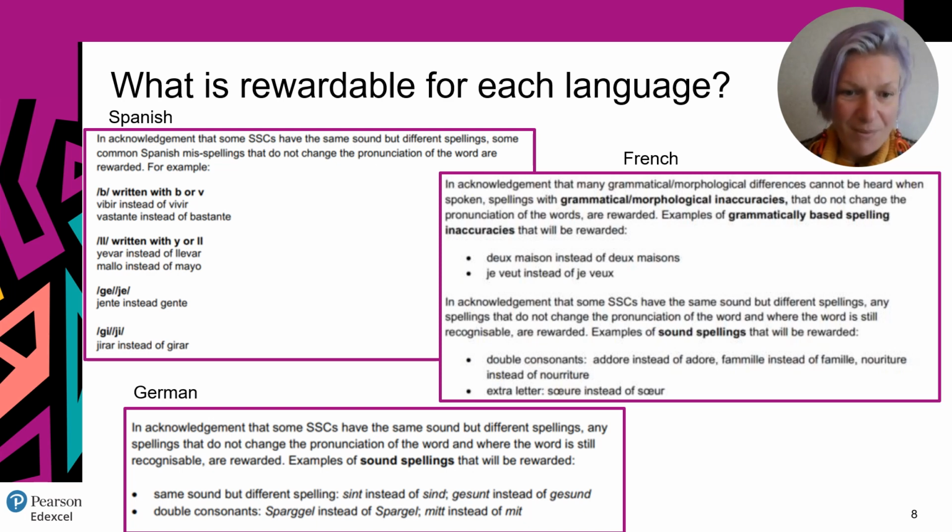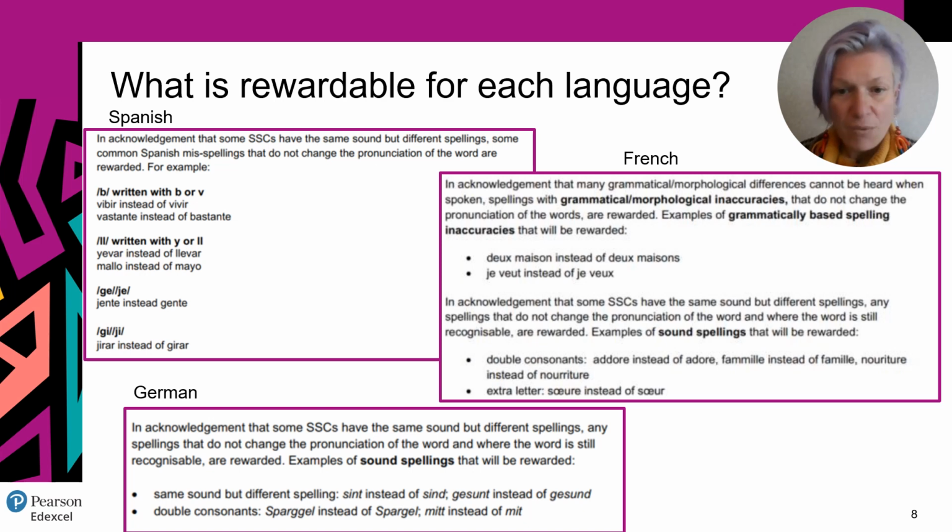So you've got your examples here of the B and the V, which are, from a sound perspective, essentially interchangeable, and you can see the other examples for Spanish there. If a student was to spell the word that should contain B's with V's and vice versa, they would be credited for their rendering of that word.